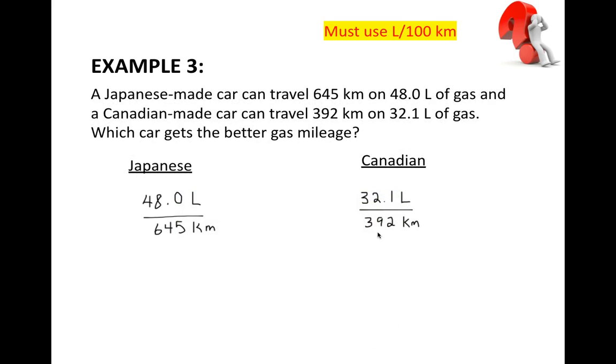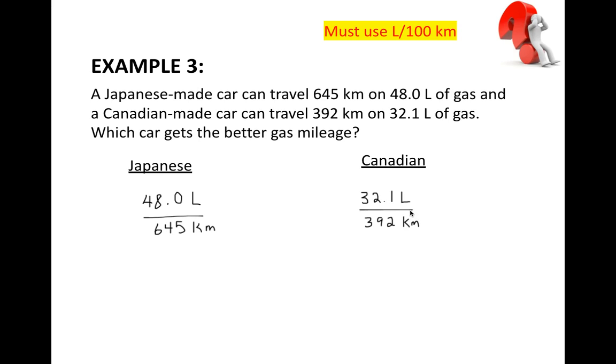Okay, so all I've done to begin with is pull out what I know. It's 48 liters for the Japanese vehicle, and it's 65 kilometers that it travels. So I've put the liters over the kilometers. And then for the Canadian model, I'm doing the same thing, liters over kilometers.